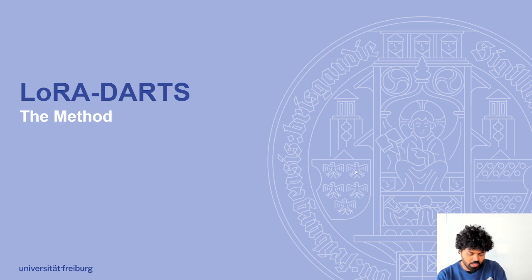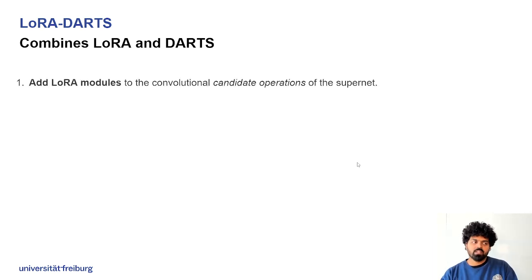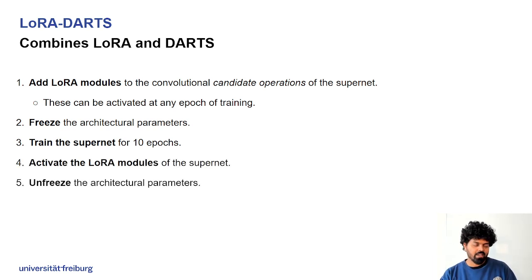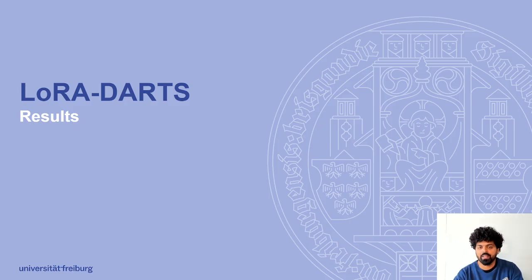With that, let's now discuss LoRA-DARTS. As the name suggests, LoRA-DARTS combines LoRA and DARTS. We begin by applying LoRA modules to the candidate operations. We then freeze the architectural parameters and train the supernet for a few epochs. After that, we activate the LoRA modules and unfreeze the architectural parameters and train the supernet for the remaining number of epochs. That's basically the method. Let's now look at the results.